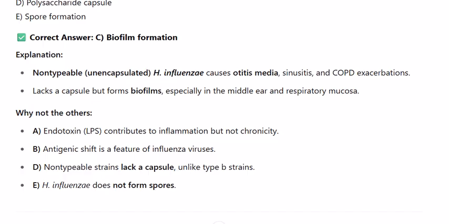Why not the others? A. Endotoxin LPS contributes to inflammation but not chronicity. B. Antigenic shift is a feature of influenza viruses. D. Non-typable strains lack a capsule, unlike type B strains. E.